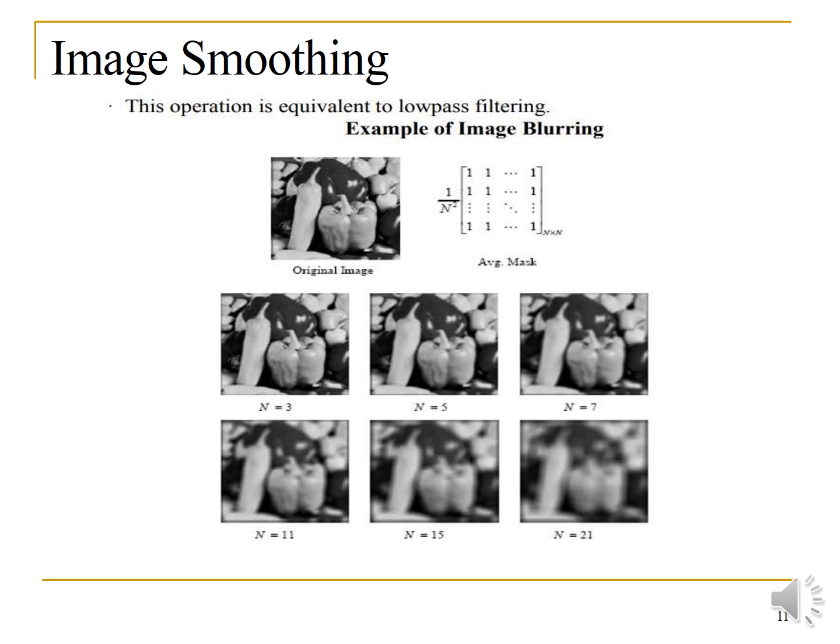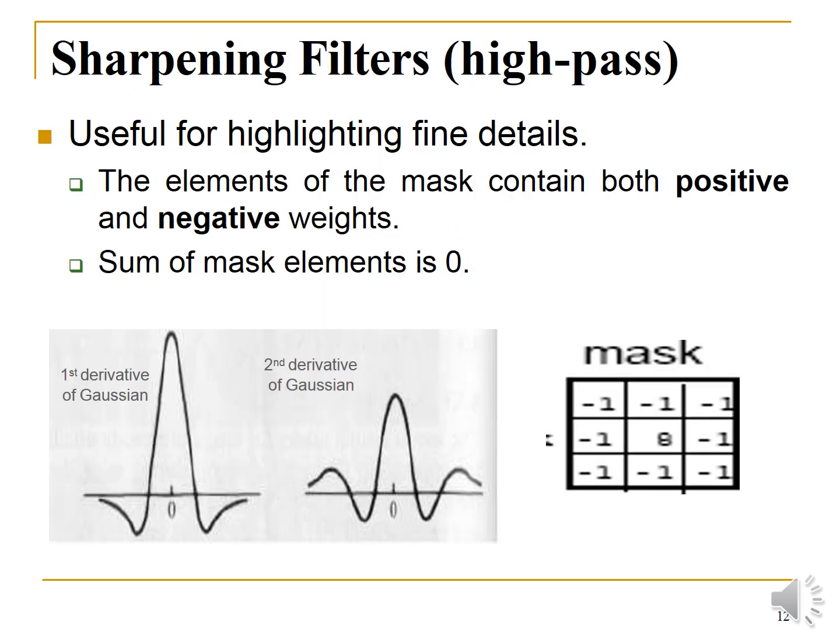As I said earlier, you can see that the image is getting blurred according to the averaging mask size. Next is the sharpening filter. In smoothing, the main thing is blurring of images. In sharpening, we highlight the fine details, such as the edges or borders present in an image. In smoothing, all the mask elements should be positive, but in the case of a sharpening filter, they can be either positive or negative.